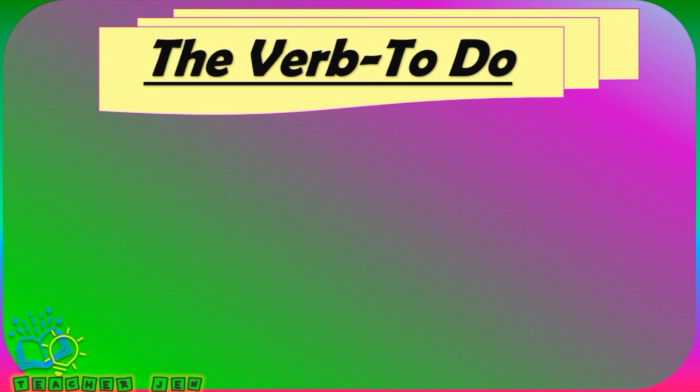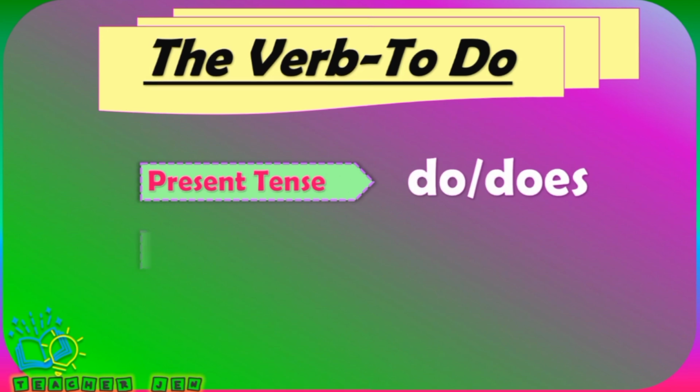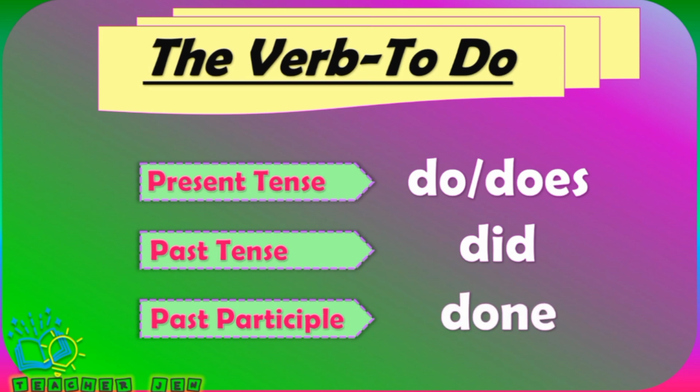The verb to do has different forms. Do and does are the present tense of to do. Did is the past tense and done is the past participle. To understand better, let's dig deeper into each form.